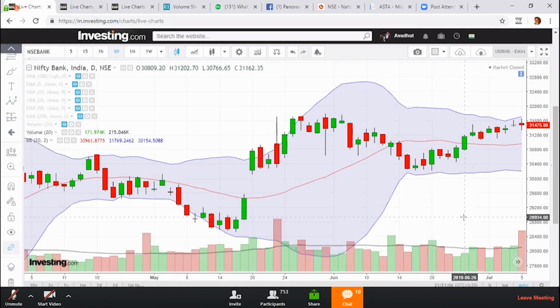So I'm telling you this by taking an example of how to build a view. I'm just giving an example how you can build a view. All right. Okay, so and then how you can be a swing trader and then catch a momentum.